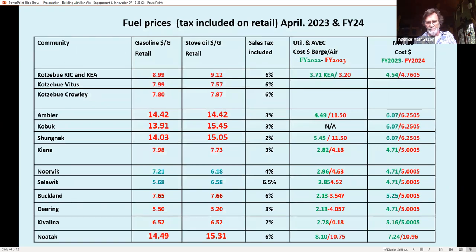Fuel prices as of 2024, the red ones are where we're at this point. One community, Ambler, is actually at $18 a gallon at this point. All these prices will increase in the next 2 weeks when the new barges come up our way. We know it will be at least 50 cents per gallon.